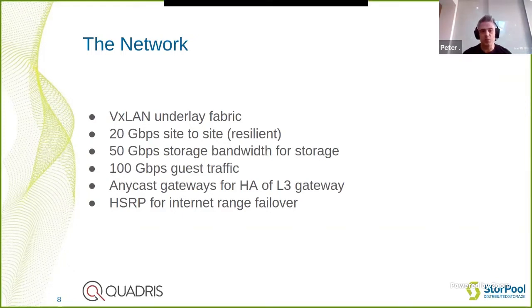And we use HSRP for the internet range failover. So we have independent internet connections at both sides of the data centers. But for the IP addresses, HSRP fails us over, so that if we are in a DR situation, or we're doing a DR rehearsal of any kind, the customer doesn't have to re-IP their external services. It just fails over automatically.